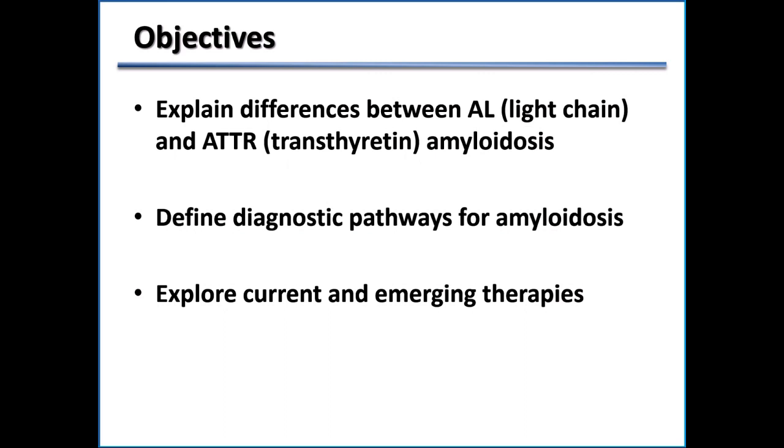Three key topics. I want you guys to keep this in mind as a goal. I want you guys to really understand the difference between light chain or AL amyloid and TTR or transthyretin amyloid. I'm going to go over diagnostic pathways in terms of how we make the diagnosis. When do we use imaging? When do we need a tissue specimen? I'm going to spend the remainder of the time talking about.